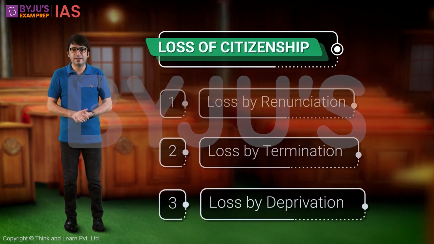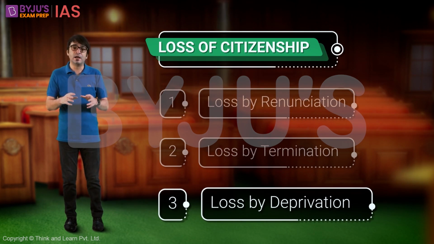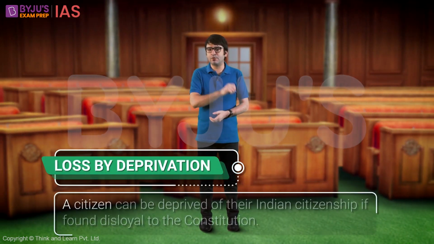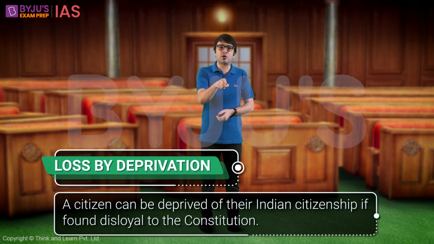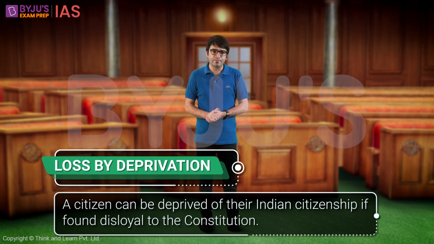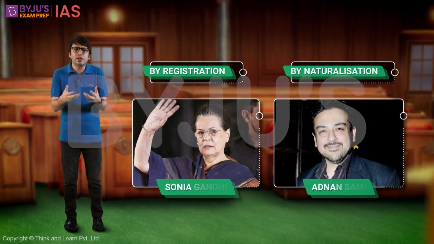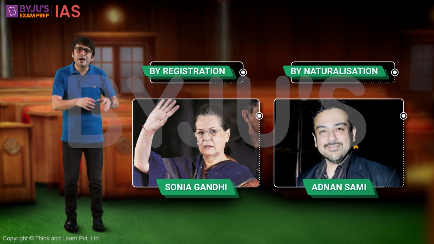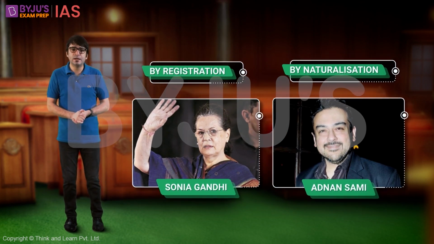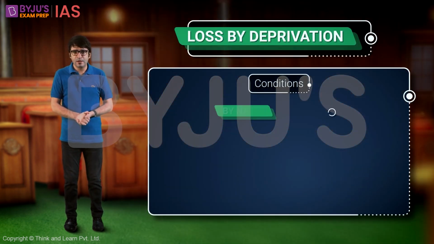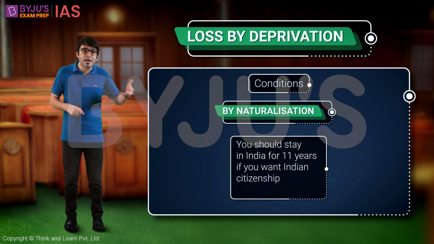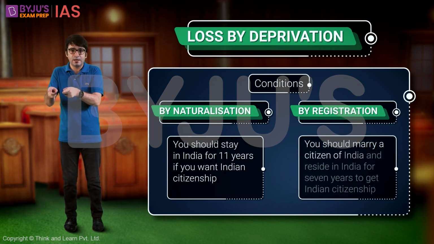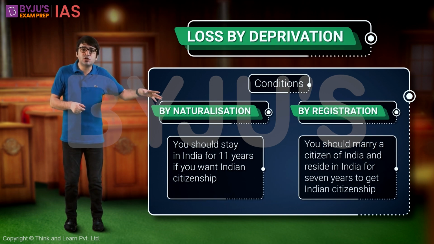And now we have a third kind, deprivation. And deprivation is done by law. For example, you can be deprived of your Indian citizenship if you are disloyal to the Constitution. If you are disloyal to the Constitution, you can be deprived of your citizenship. That's number 1. Number 2, we have looked at ways of acquiring Indian citizenship by registration, by naturalization. But here you have to meet certain conditions. For example, you should have stayed in India for 11 years if you want to acquire Indian citizenship by naturalization. If you are married to an Indian, you have to stay in India for 7 years. Then you can apply for Indian citizenship through registration.